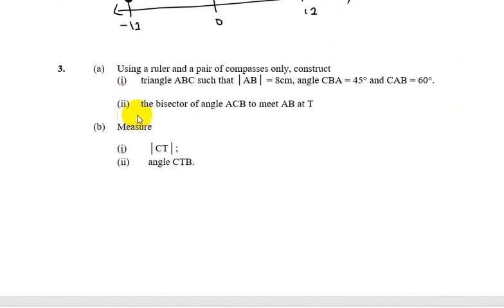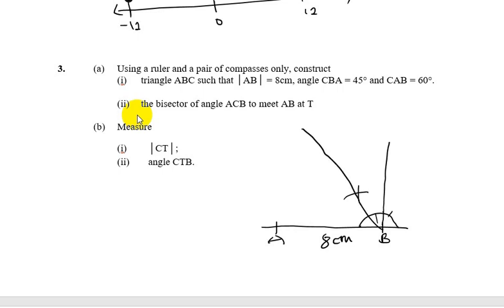Okay. So now they say using a ruler and a pair of compass only, construct triangle ABC. So the idea that has to come to your mind is that I'm constructing a triangle with line AB 8 centimeters. So you draw your line. So this is B and this side is A. And they said that should be 8 centimeters, right? And they said angle CBA is 45 degrees. So what we do is you draw your semicircle, you divide it into 2, then you draw your 90 first. After drawing your 90, you bisect the 90 to get 45.